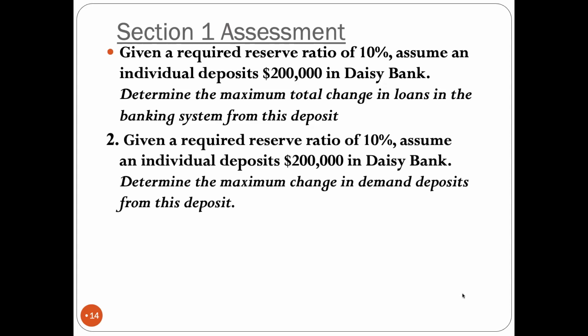Given a required reserve ratio of 10%, assume an individual deposits $200,000 in DayZ Bank. Determine the max change in demand deposits in the banking system from this deposit. Look at the examples. You should be able to answer that question.